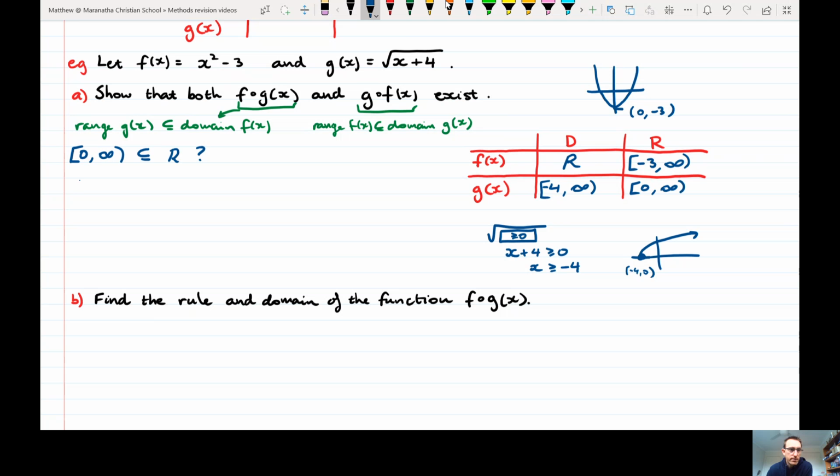I mean, if I draw a number line, 0 to infinity looks something like this, whereas all real values look something like this. And you can clearly see that this one does lie within that one down there. So if you're not sure, I recommend drawing some kind of number line. That really helps to see which one fits inside the other one. So in this case, this particular statement is true. Therefore, f of g exists, and we've proven that now.